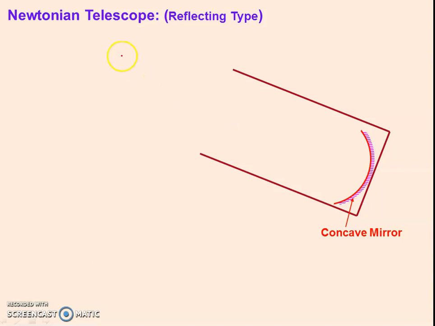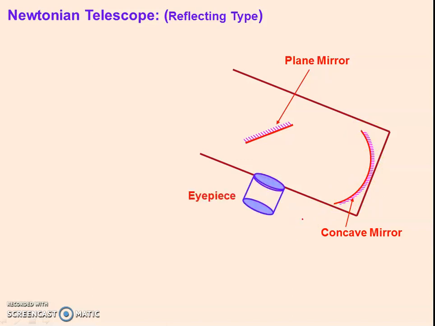Now see, the object is at infinity. It means the rays will come from the object parallel to each other. Now, a strip of plane mirror. This is a very small strip of plane mirror put at its focal point or before the focal point of the concave mirror, right? Now, the eyepiece or eye lens is fitted at one of the sides of the reflecting type telescope, right?